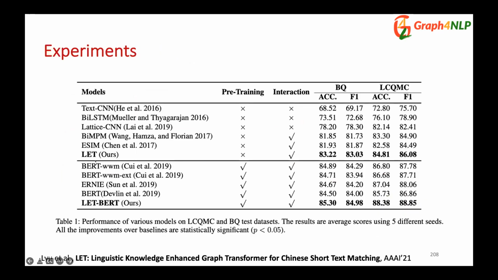And they show that if they encode the character either by an LSTM model or a BERT encoder, in both situations, they can outperform the baselines in terms of accuracy and F1 score of text classification on two datasets.